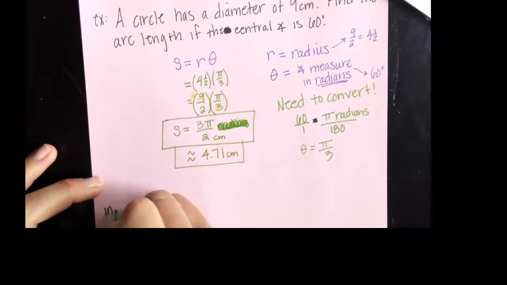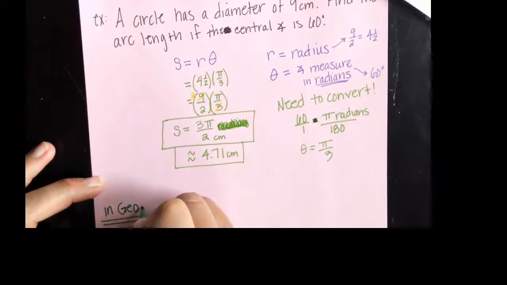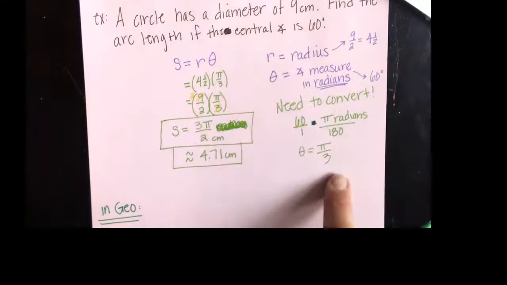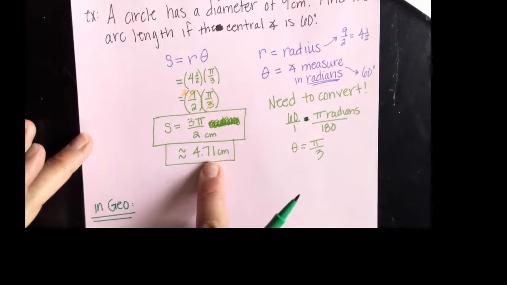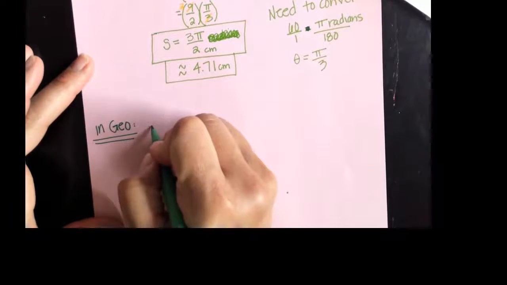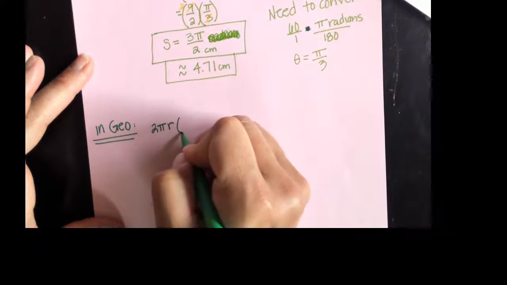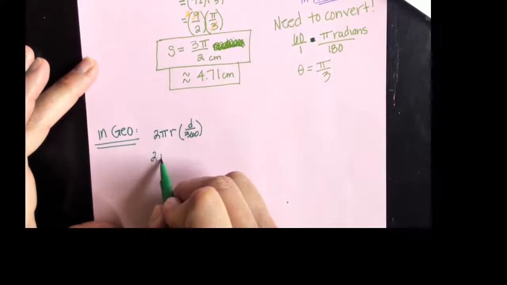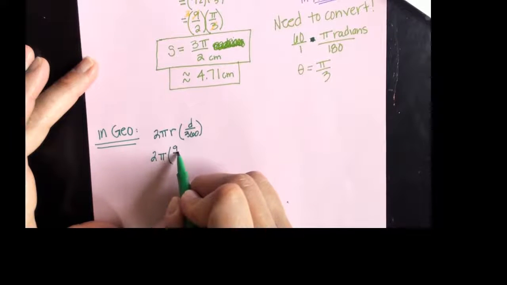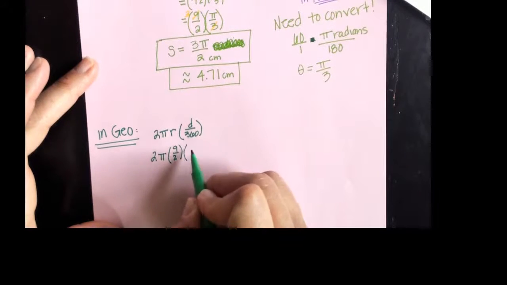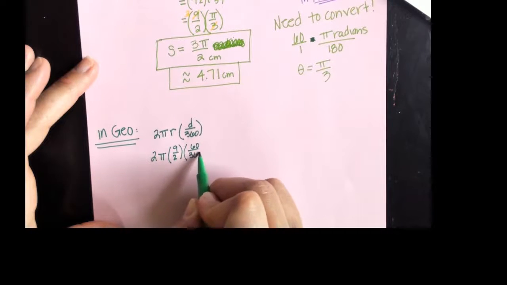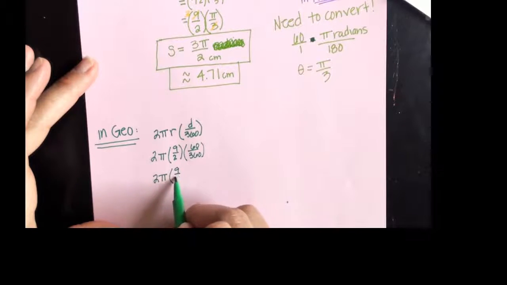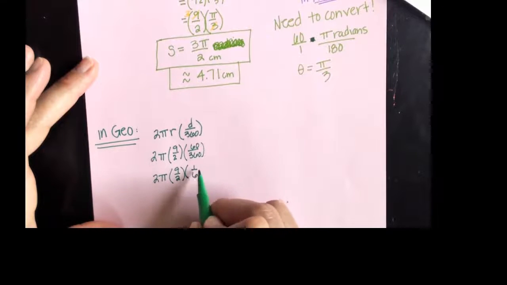Now, just to show you, because again, it's the same measurement, we're just using a different unit of measurement. So instead of degrees, we changed our unit to radians. But we got our answer in the long run using this formula. In geometry, we did do 2 pi r times degree over 360, that fraction of our circle. Well, 2 pi times that 4.5 times our degree 60 over 360. So we end up with 2 pi 9 over 2 times 1/6.